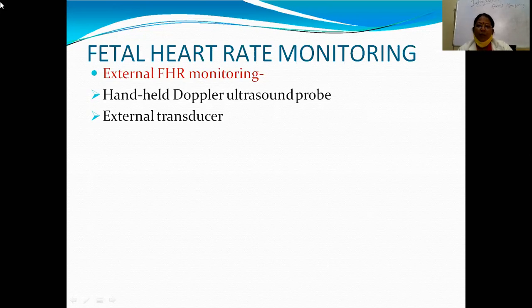All of you have seen that in different stages of labor, we can auscultate the fetal heart. In OPD, we auscultate with Pinard's fetoscope or stethoscope, or we can go for a handheld Doppler ultrasound probe, which all of you have already seen. The advantage with the handheld Doppler ultrasound probe is that the laboring woman is also listening to the heart rate at the same time, and it is reassuring for her that everything is normal. So it is better to have a handheld ultrasound probe for intermittent auscultation.